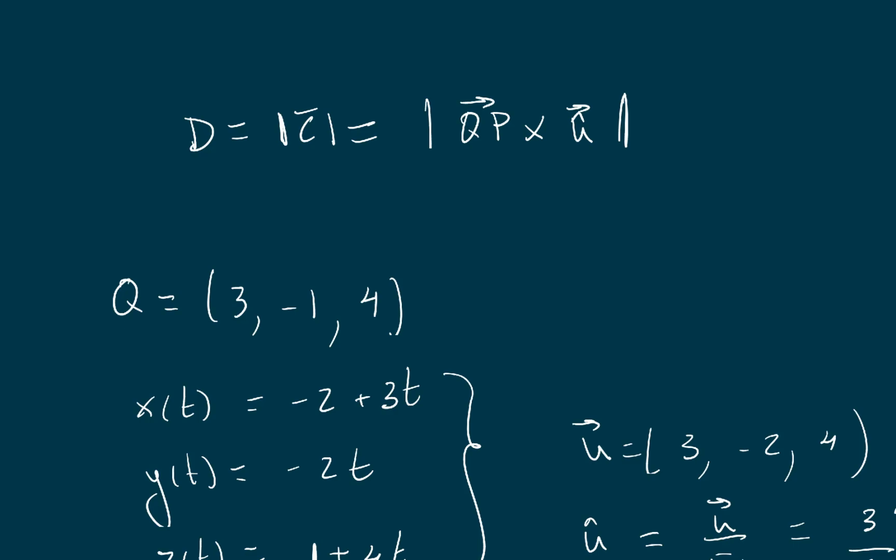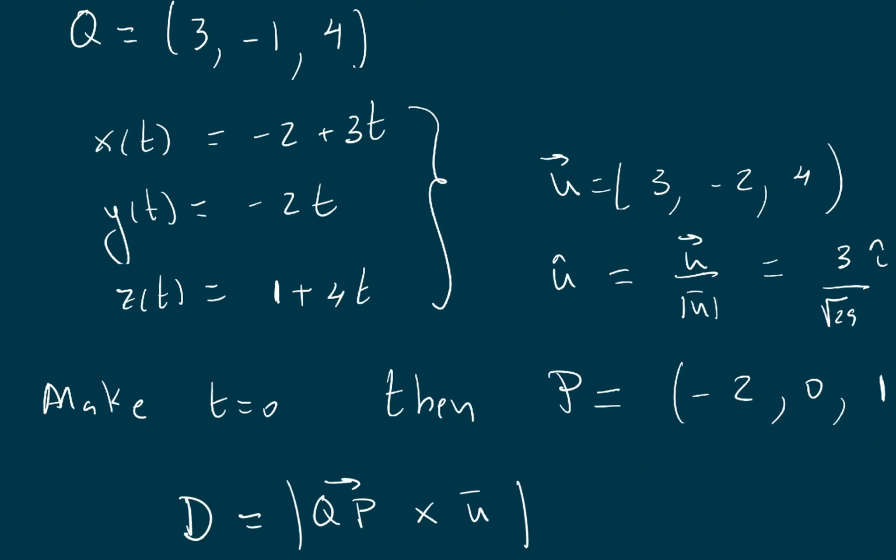Let's say that Q is the point (3, -1, 4). Let's say that the equation of the rectilinear line is x(t) = -2 + 3t, y(t) = -2t, z(t) = 1 + 4t. Where is the directional vector? It is here: 3, -2, 4.